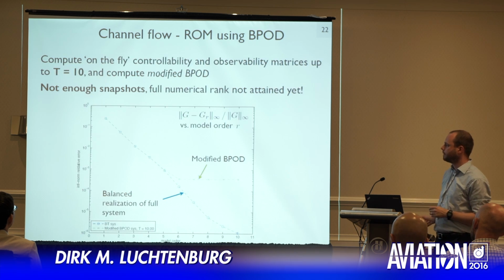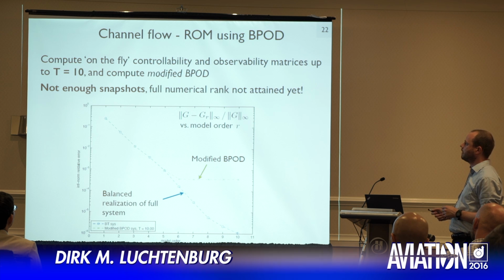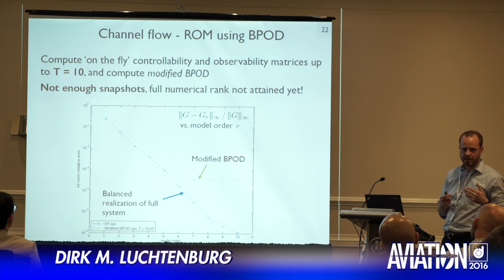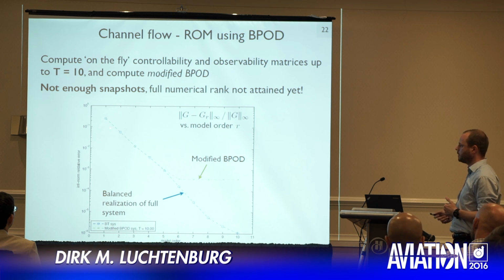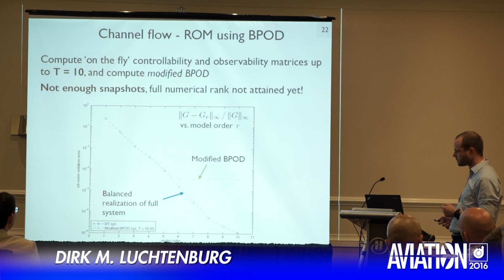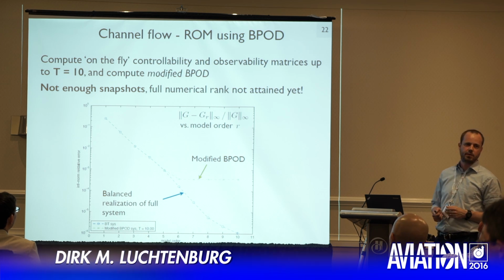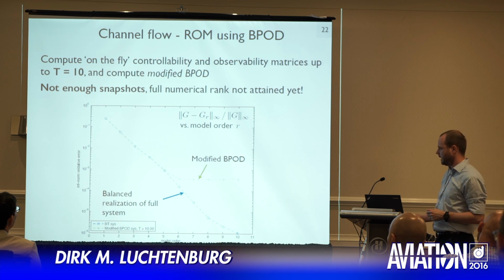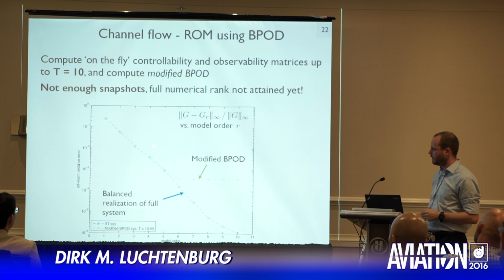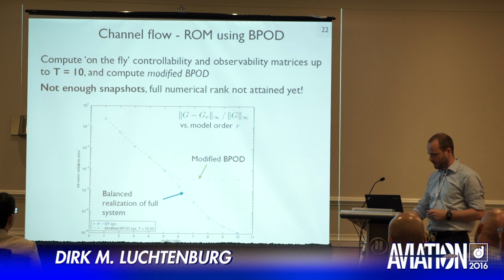So that's what we do here. Again, we take snapshots up to t equals 10, which we know from before is actually not enough data because there's still new information coming in. However, we decide to build a model based on this amount of data. Now we use the snapshots that we have to build a BPOD model, and we balance this BPOD model with balanced truncation. That's why I call this modified BPOD. And you see that you get a really quick convergence of the error here.